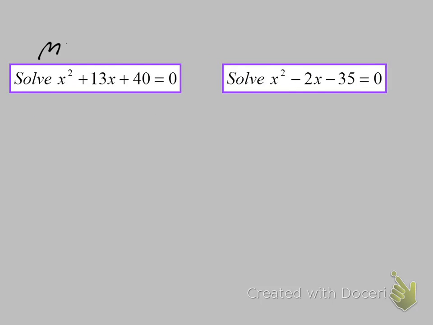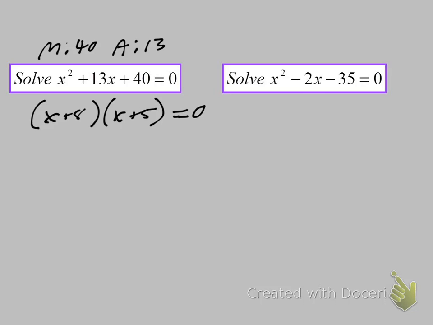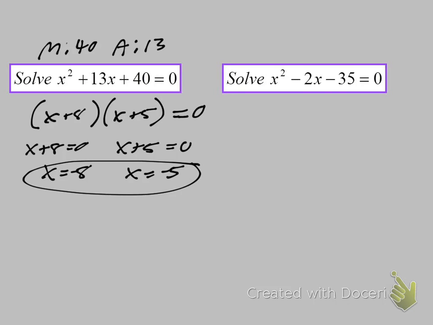Multiply number on the first one is 40. Add number is 13. Okay, now the process doesn't change, but numbers do. So make sure you know your process on how to do this. You need to figure out the numbers that multiply to 40 and add up to 13. 8 and 5. So plus 8, plus 5. X plus 8 equals 0. X plus 5 equals 0. X equals -8. X equals -5. And there you go.